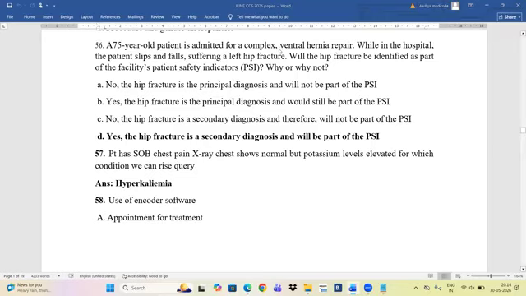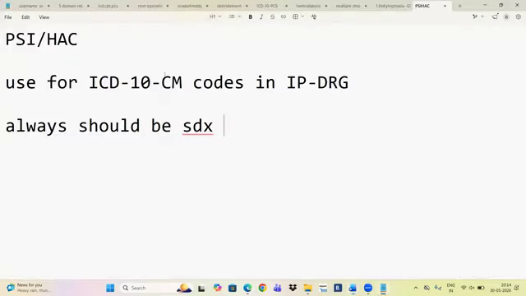From an exam point of view, what are the questions you will get from PSI? Post-operative respiratory failure and post-operative sepsis related. Note down these two conditions.